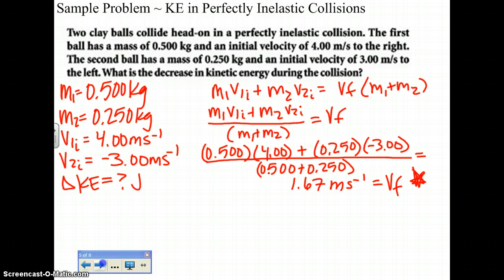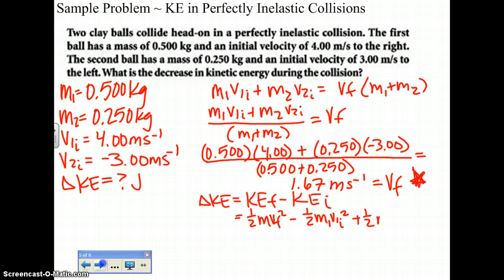So now we want to know that our final equation is delta KE equals KEF minus KEI, right? KEF is going to be 1/2 mVF squared, whereas KEI is going to be 1/2 M1V1I squared plus 1/2 M2V2I squared. Makes sense? So this is one entity. That's going to be one answer right there.